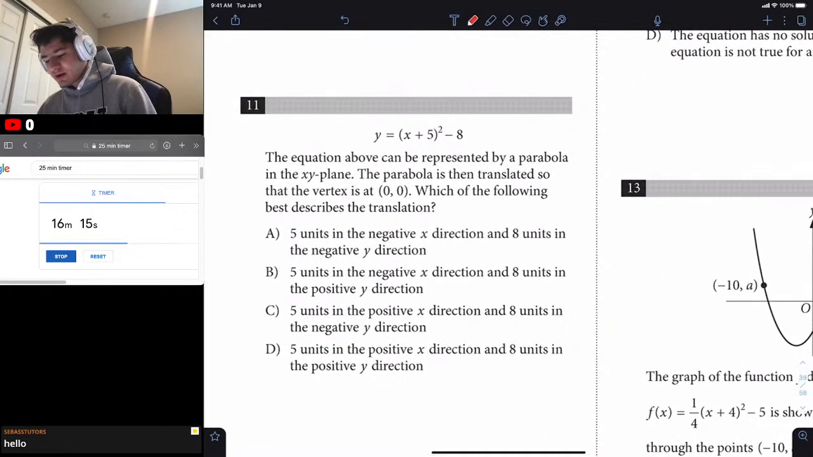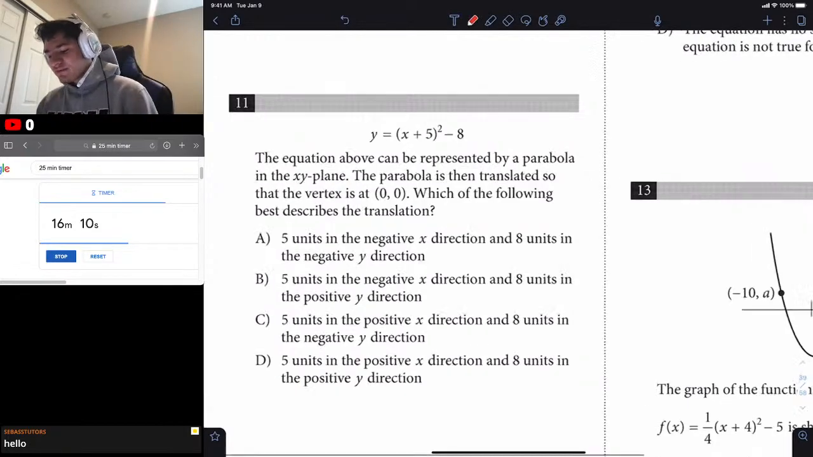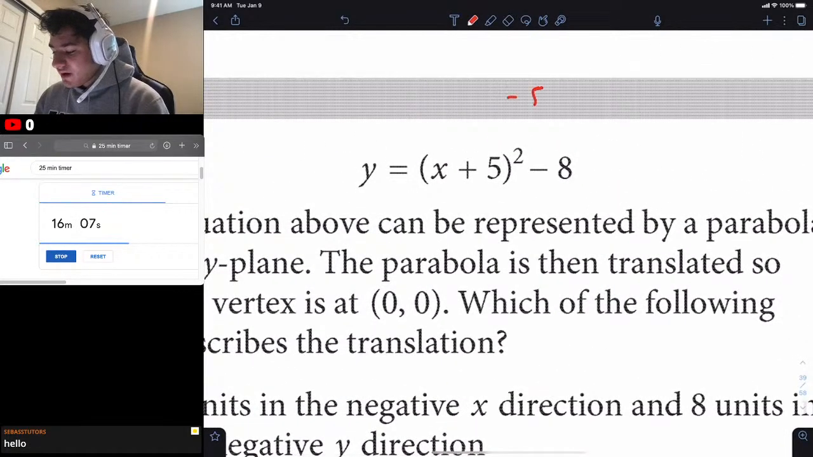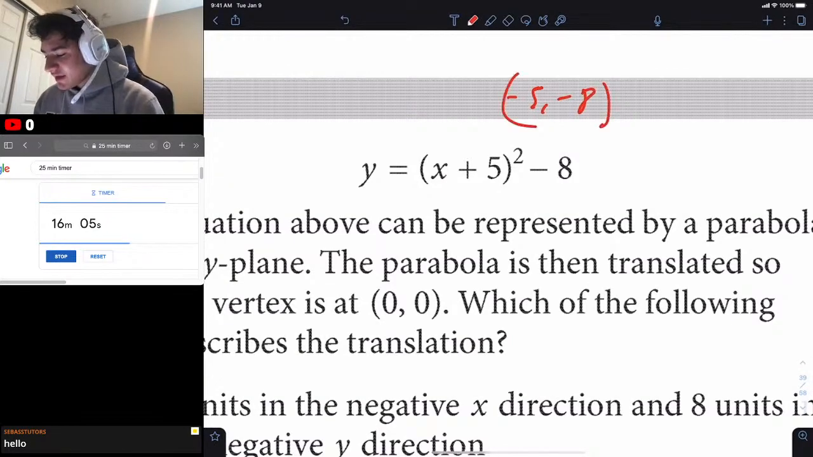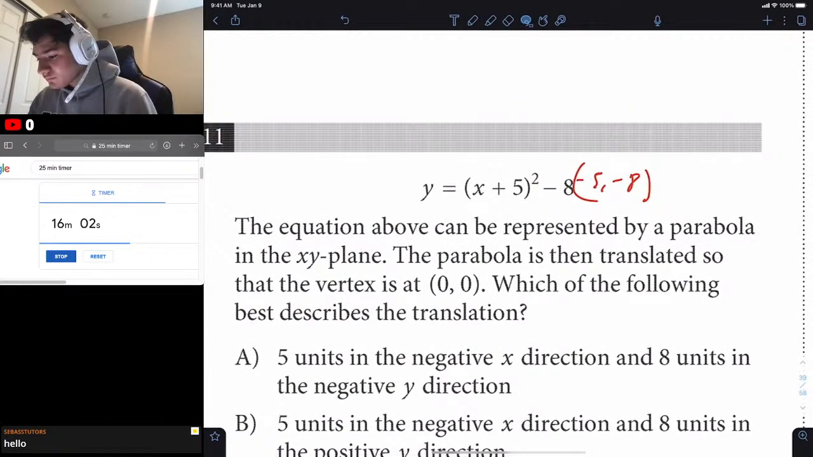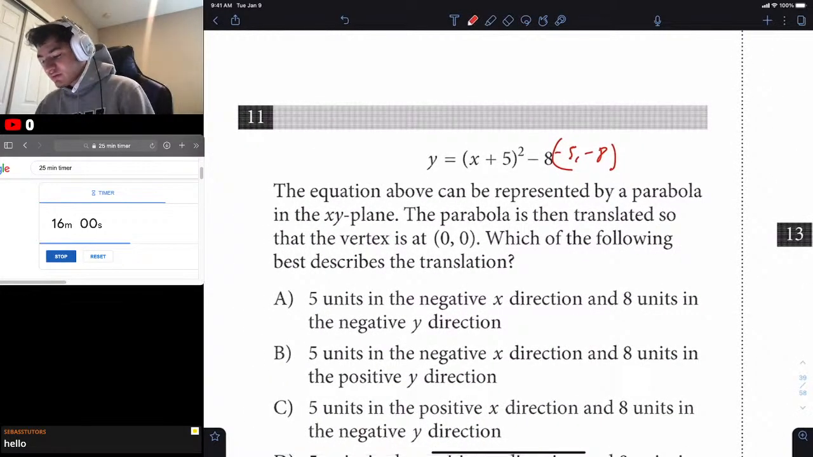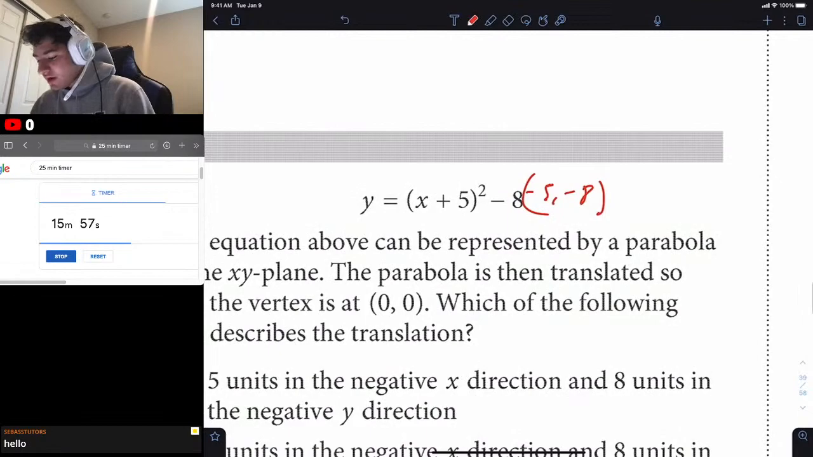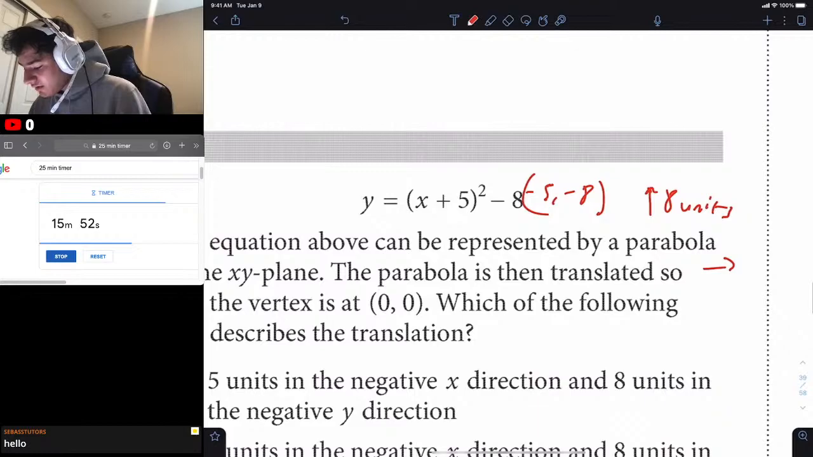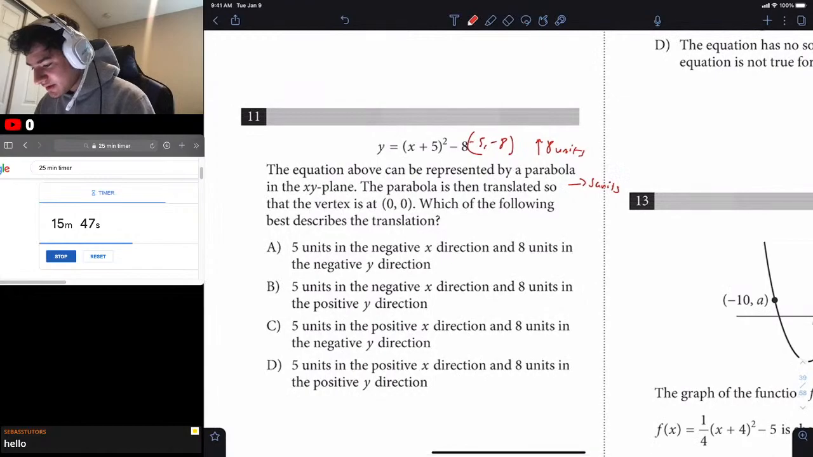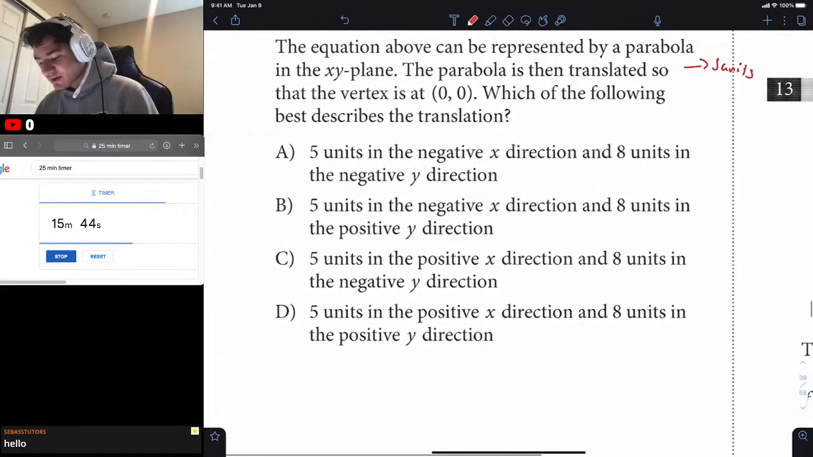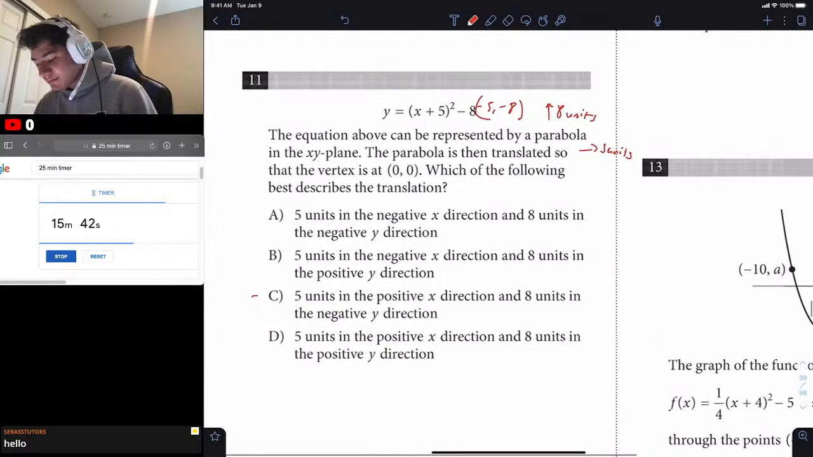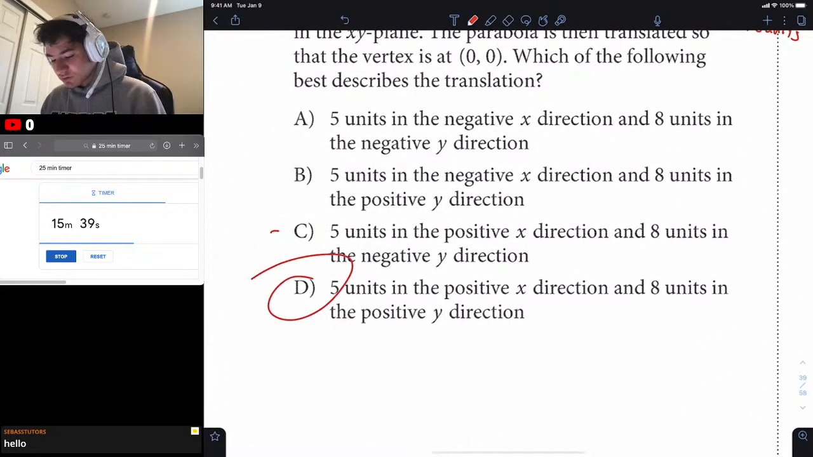Equation above can be represented by a parabola in the xy plane. The parabola is then translated so that the vertex is (0, 0). Okay, currently the vertex is at (-5, -8), right? That's where the vertex is at currently. We want to get it to (0, 0). So in order to do that, we're going to have to move it up 8 units, and to the right 5 units. Okay. 5 units in the negative x. No, we want 5 units in the positive x. Okay. And then 8 units in the positive y as well. So it should be D.